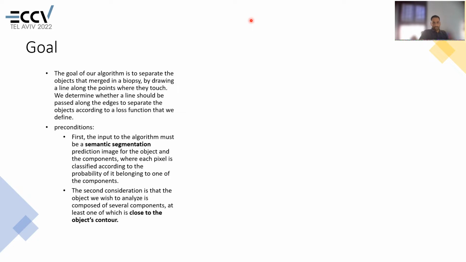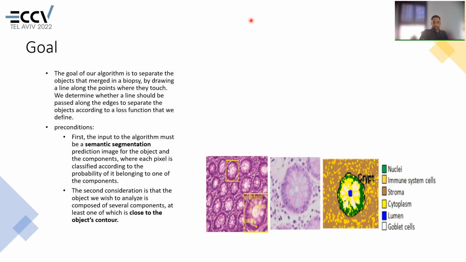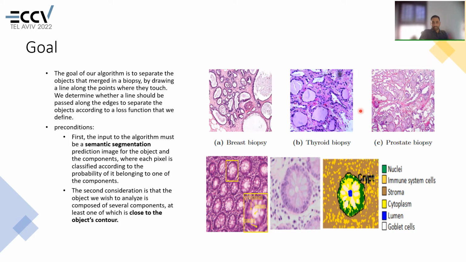The first, the output of the segmentation should be a semantic segmentation of a biopsy image. The second, in the object that we are analyzing, at least one of the components is close to the object contour. In a colon biopsy, a crypt object consists of 6 components, with the nuclei located near the contour. This requirement is satisfied in many glandular tissues, as, for example, breast, thyroid, and prostate.